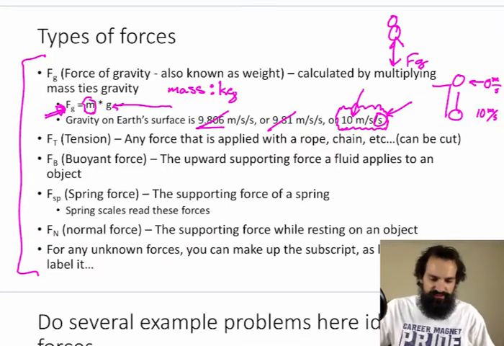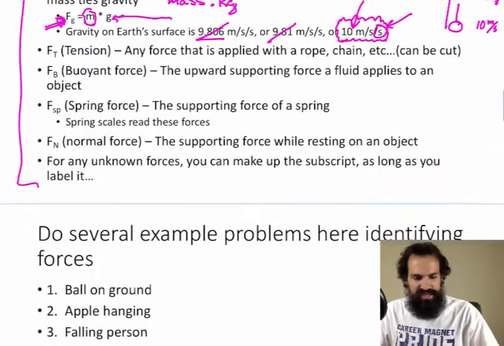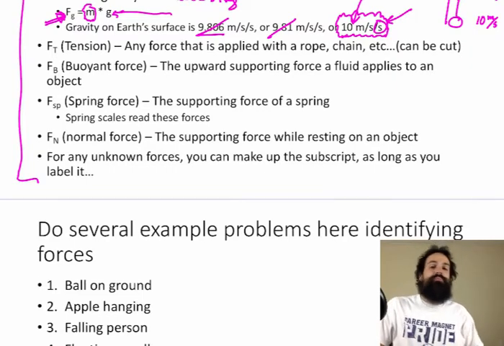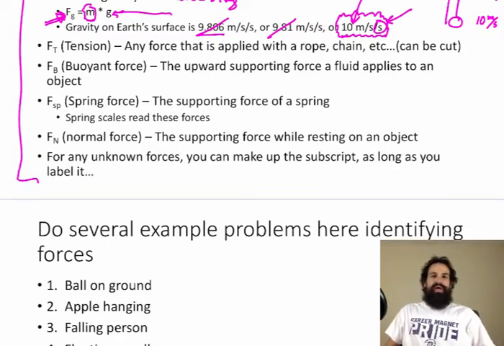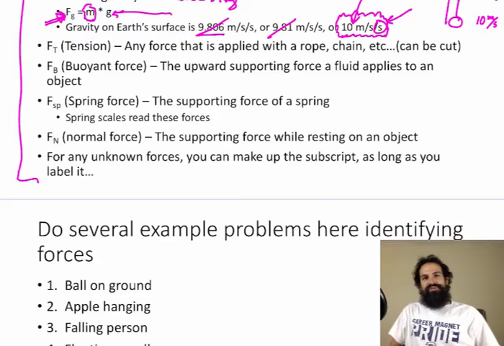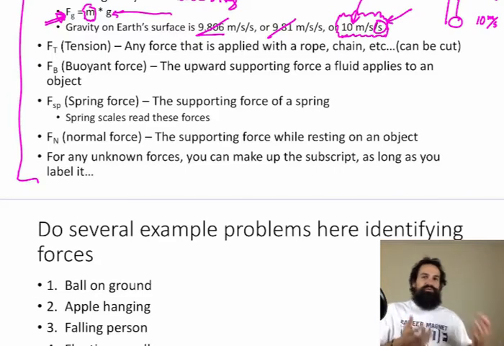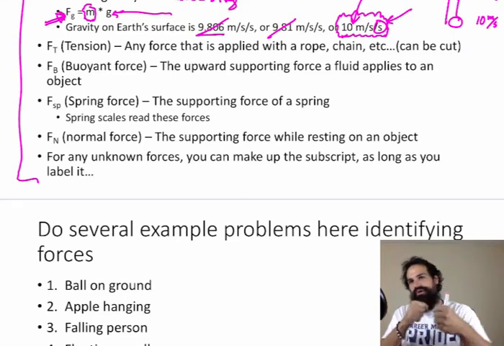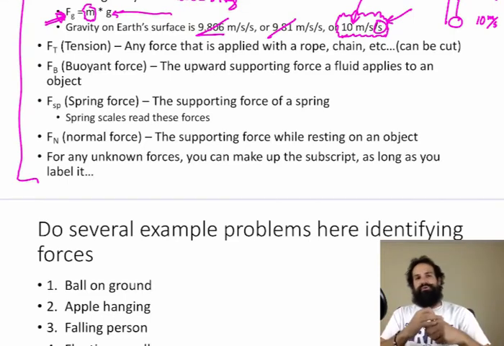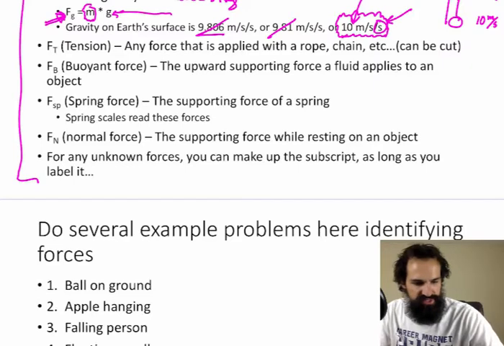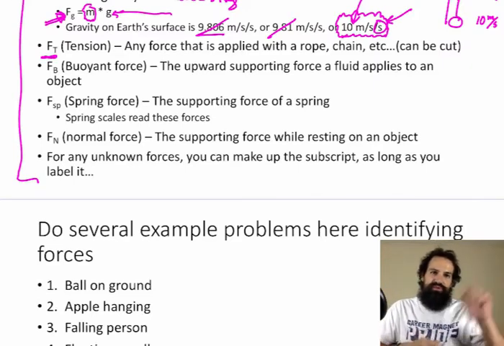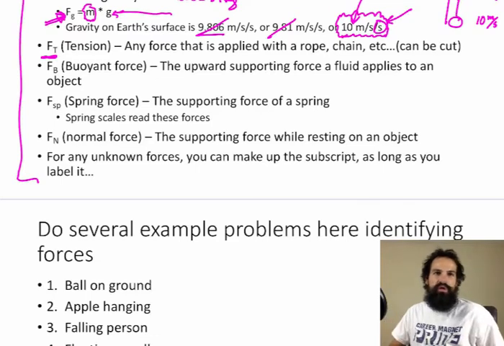All right, the second force we need to discuss is tension. You guys, I'm hoping, have heard the phrase, you can cut the tension with a knife. That should help you remember what a tension force is. A tension force is any force that is applied with a rope, chain, whip, pulley, anything that can go slack, anything that you can cut. And we represent that with F sub T. And notice how all of these are the force with a little subscript telling what it is.